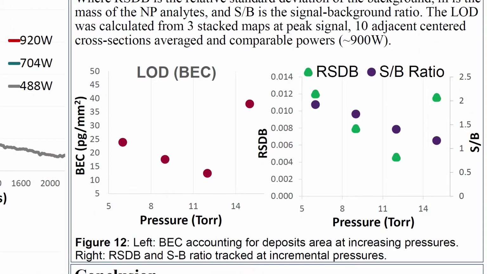The final figure of merit presented here is the limit of detection, which is defined in this work as the background equivalent concentration, or BEC. Our LOD denotes the minimum amount of mass we need to be able to distinguish it as a silver emission source. This figure showcases the LOD at comparable powers at each of the pressures.